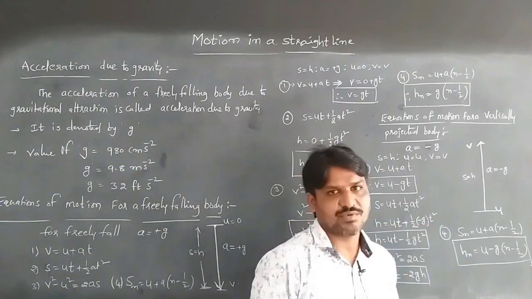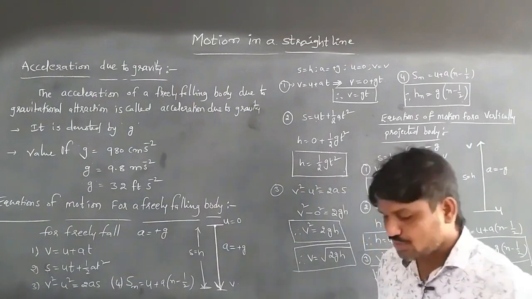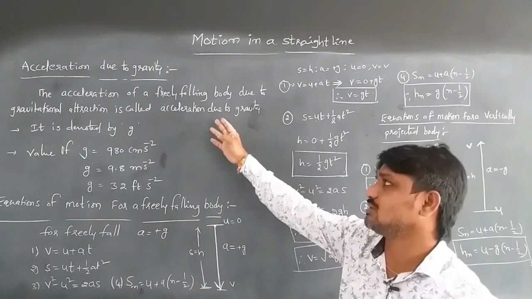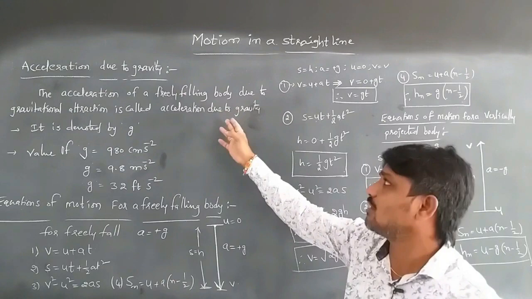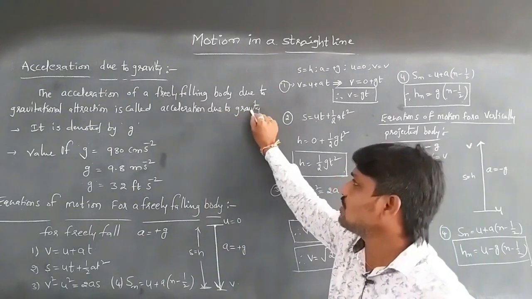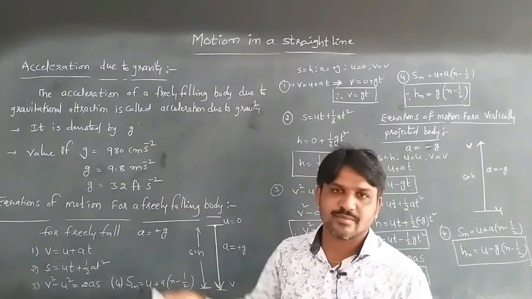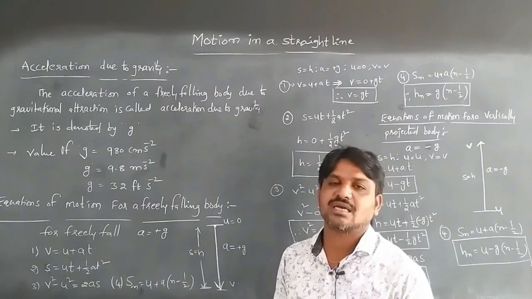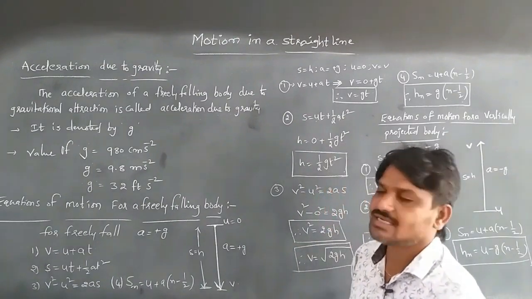or when the body is projected vertically upwards. Once again, when the body is falling from a certain height due to the gravitational effect, the acceleration that the body possesses is called the acceleration due to gravity. That means the acceleration of a freely falling body due to gravitational attraction is called acceleration due to gravity. It is denoted with a small g, and the value of small g is 980 centimeter per second square, or in meters 9.8 meter per second square, and in feet 32 feet per second square.